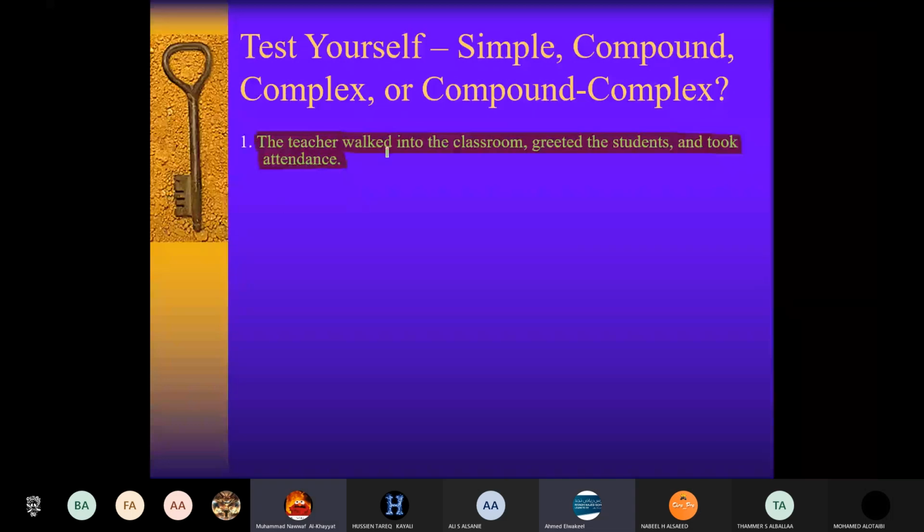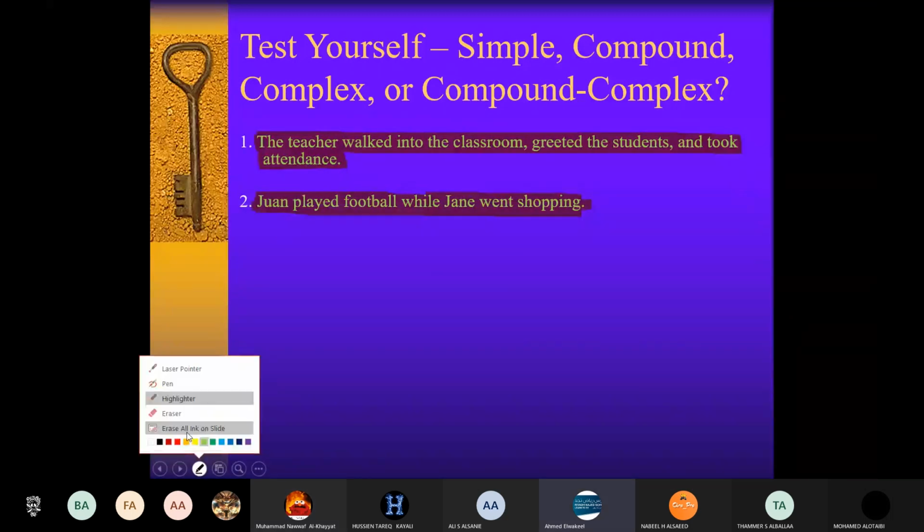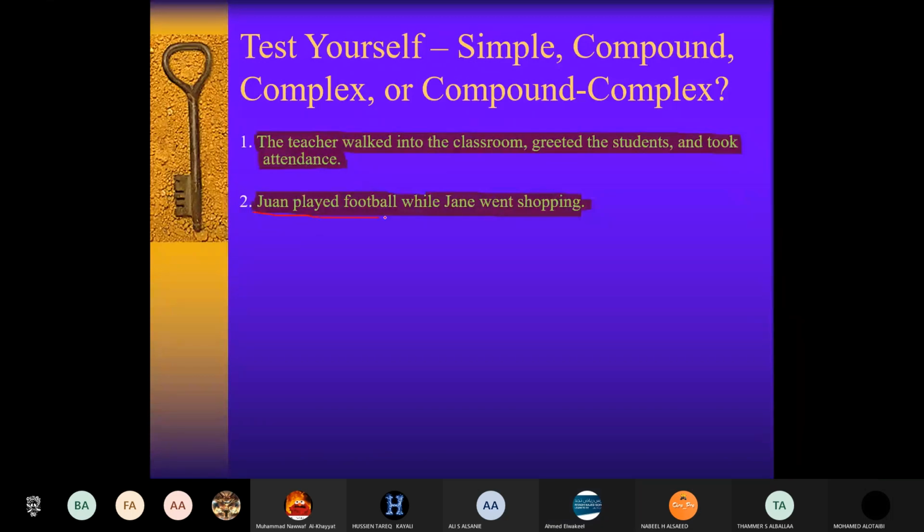So the teacher, subject, walked, verb, into the class, prepositional phrase, greeted the students, compound verb, and took attendance, also compound verb. Joanne played football while Jane went shopping. That's complex. Excellent. Why? Because of while. So we have here one independent clause, subordinating conjunction, and of course, from the subordinating conjunction until the end, that's the dependent clause.